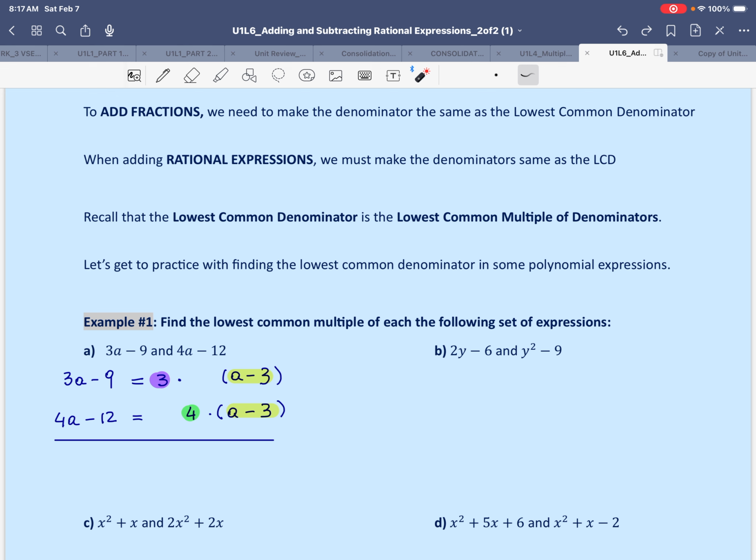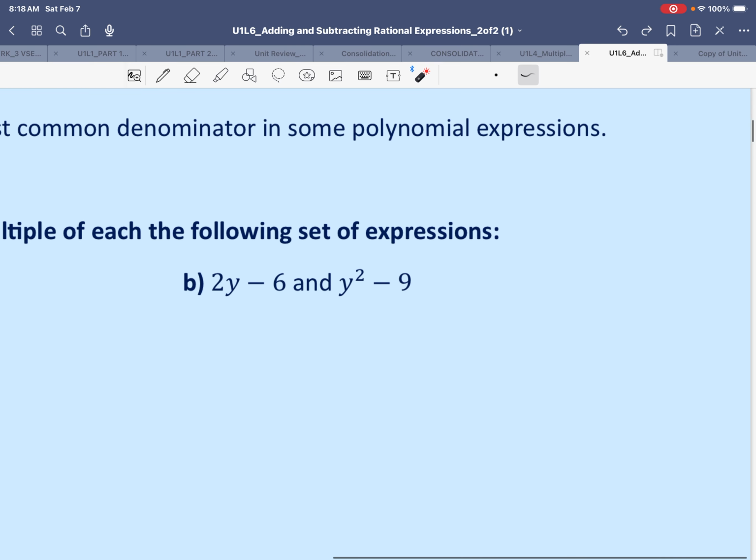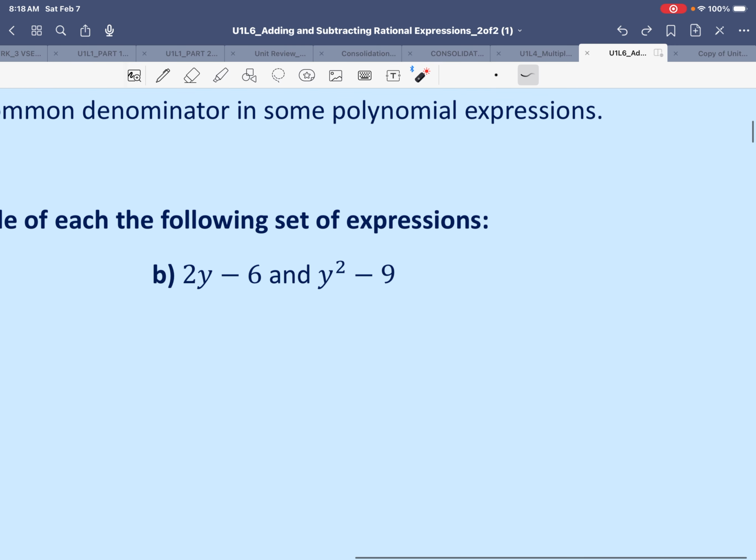Now, to find the lowest common multiple, what we do is we multiply all these, let's call them prime factors of the expressions. So that would be equal to 3 times 4 times a minus 3, or even better, 12 times a minus 3. Let's move on to the next example, and you can try this on your own if you wish. It's very similar to what we just did.